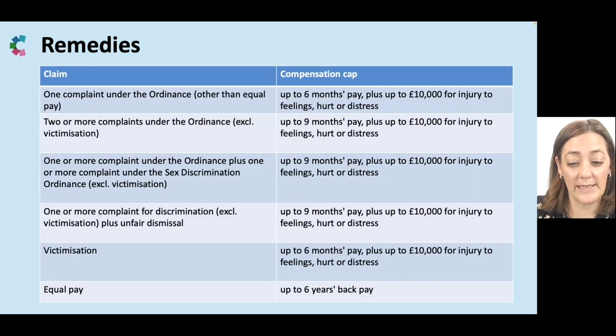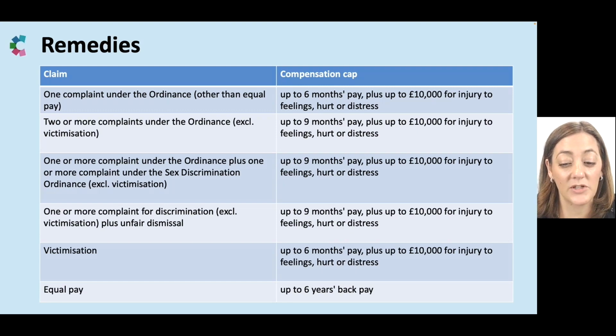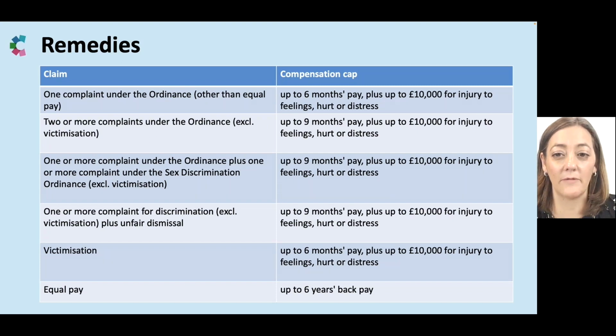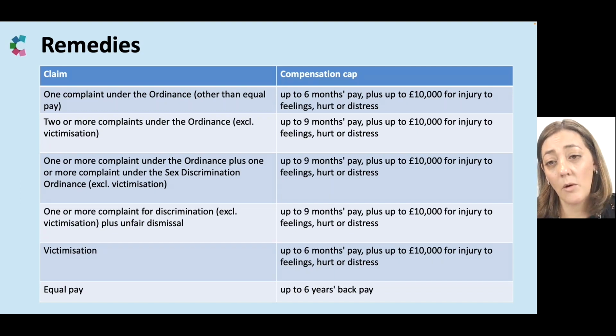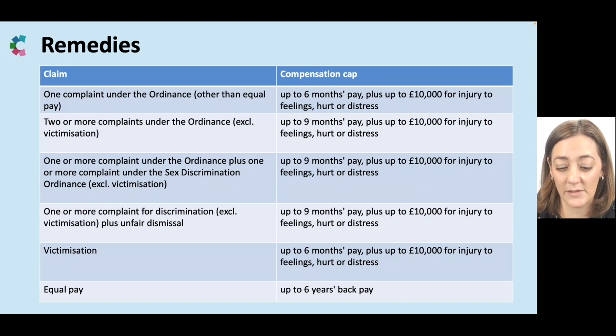When we're looking at remedies, this is one area where we're seeing a change from the current remedies and awards that are currently set out under the Sex Discrimination Ordinance. And these remedies that I've set out here on the slide will apply to that piece of legislation and our new ordinance. So as you can see, on the first line of the slide, if one complaint is raised under the ordinance other than equal pay, the compensation that may be recovered if that claim is successful is up to 6 months' pay, plus up to £10,000 for injury to feelings, hurt or distress.